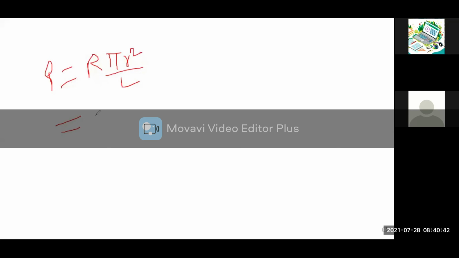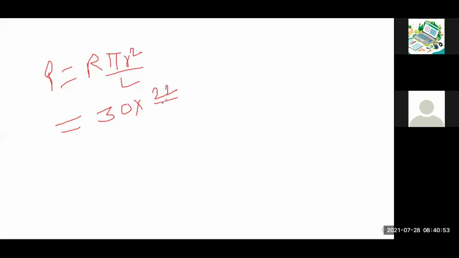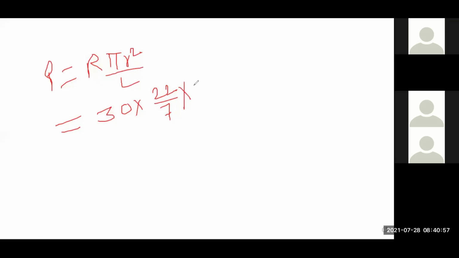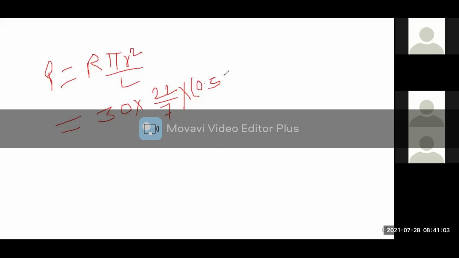So what is the resistance given there? 30 ohm. What is the pi's value? Do you know pi's value? 22 upon 7. What is the r's value given there? 0.5 millimeter is given. Okay, so this 0.5 millimeter we can convert into the meter.